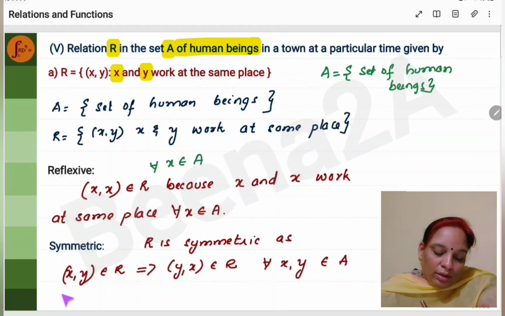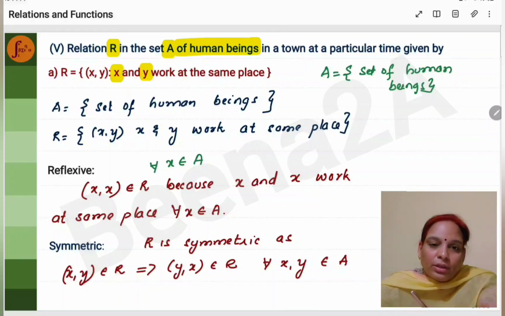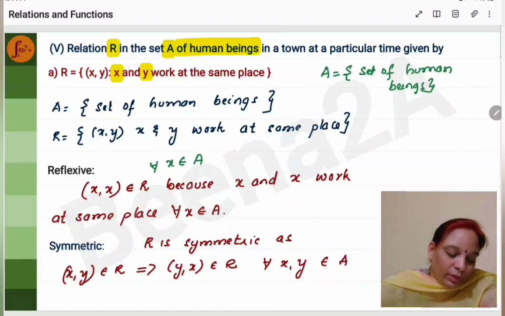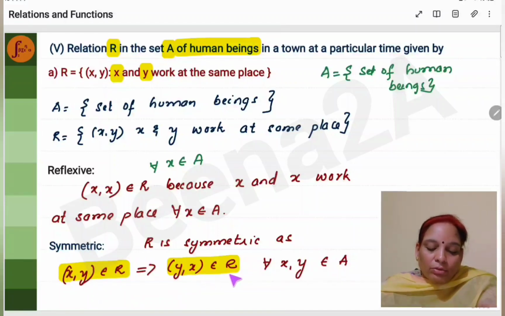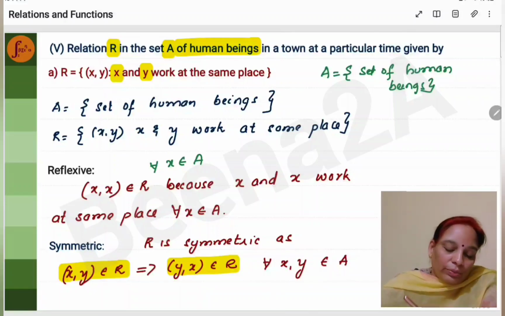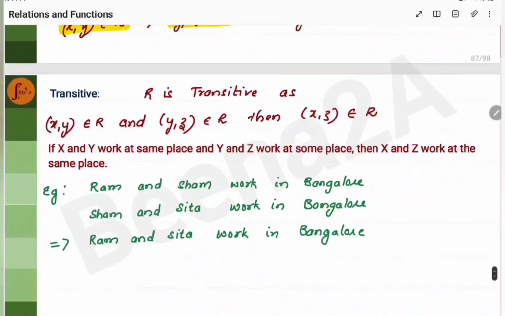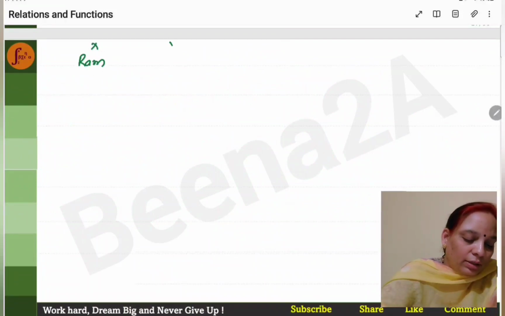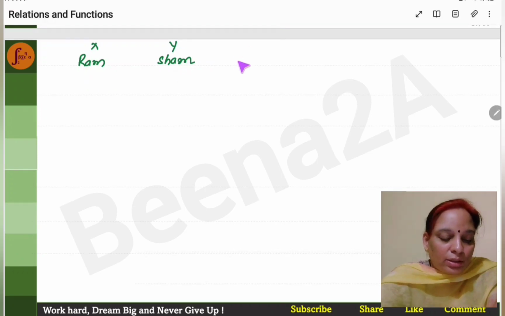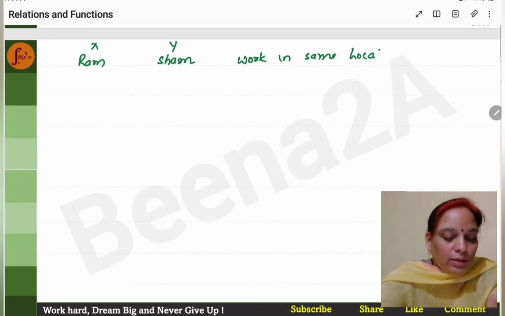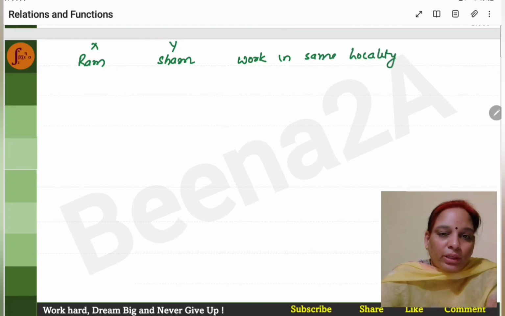Symmetric. If xy belongs to R, what is the condition? If xy belongs to R and yx belongs to R, then you can call it symmetric. The reverse. Now, it's simple, right? Let's take this example. You have x and y. x and y are Ram and Shyam, right? So, if Ram and Shyam work in the same locality, Ram and Shyam work in same locality.